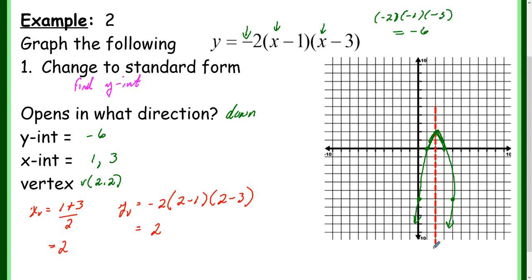Now this is what I did not do on the previous screen, is we need to label our axis of symmetry. So in this case it's 2, and on the previous screen it was going to be x is equal to -1. Okay, so you need to label that as well.